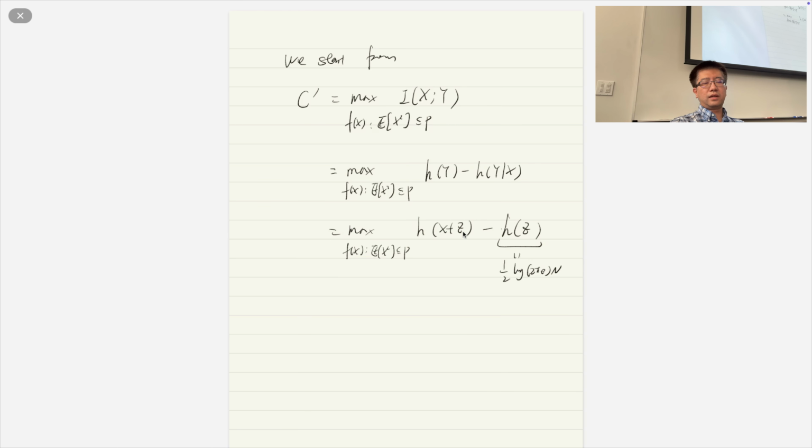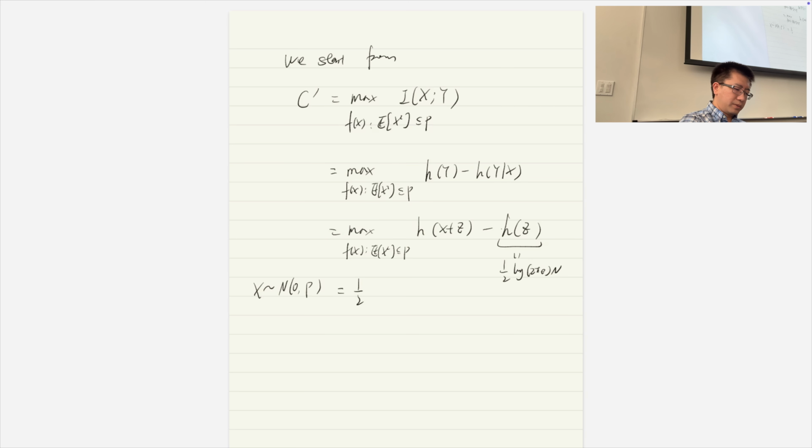Right, we know z is Gaussian already, and we want x plus z to be Gaussian. So x has to be Gaussian. Exactly, x will be a Gaussian distribution. So now what we do is let x follow a Gaussian distribution with 0 mean and variance p. Then x plus z will be a Gaussian distribution with mean 0 and variance p plus n.